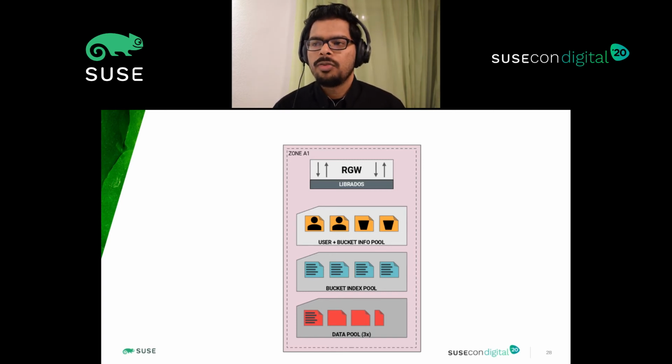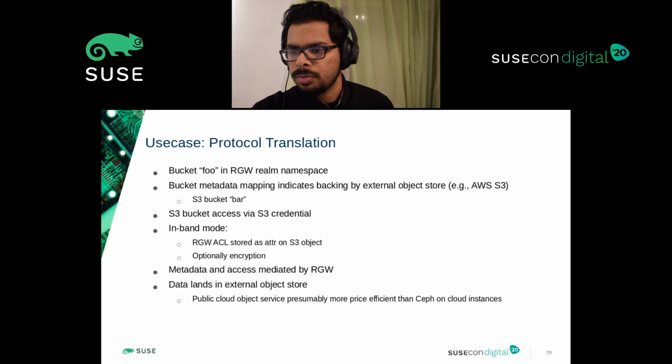And then finally you have the data pool, and you can have multiple data pools, which are replicated or erasure coded, or having different redundancy requirements. So ultimately you will have the object in the data pool, and then you have all the meta information associated with the buckets at the upper layers.